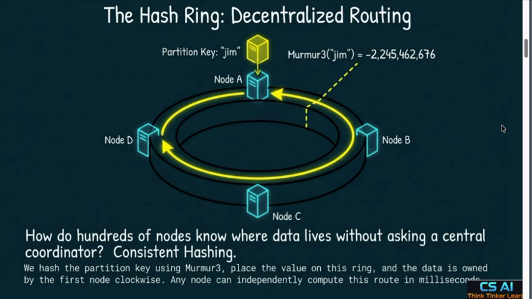How do hundreds of nodes know where data lives without a central coordinator? The answer is the hash ring and consistent hashing. We take a partition key, like the username Jim, and run it through a hash function like Murmur3. This gives us a position on a 64-bit ring. The data is owned by the first node it hits moving clockwise. This allows any node in the cluster to independently compute exactly where a piece of data lives in milliseconds, removing the need for a bottleneck master node.